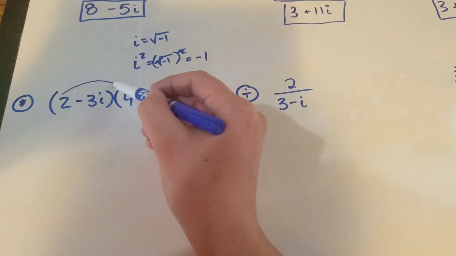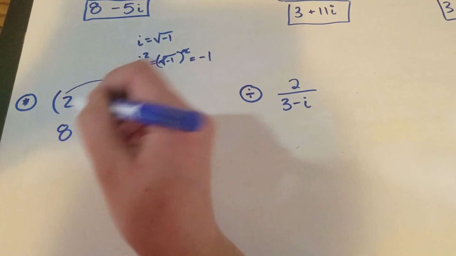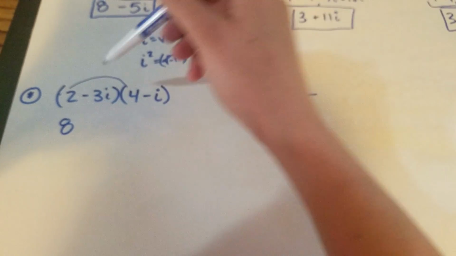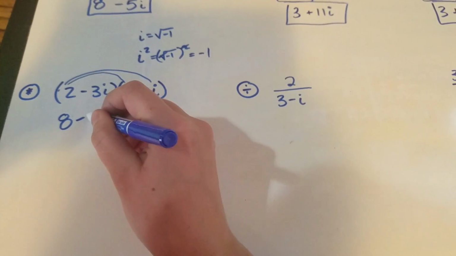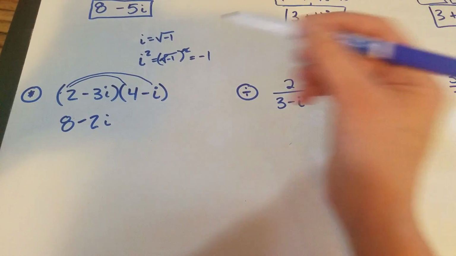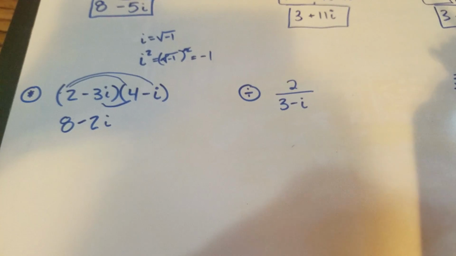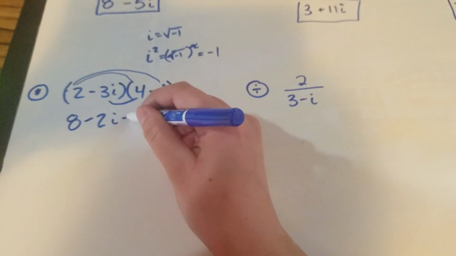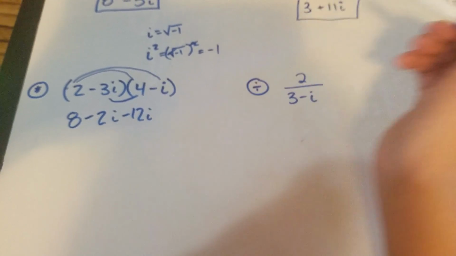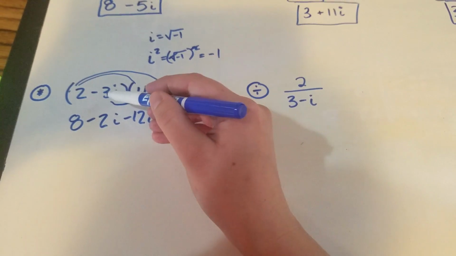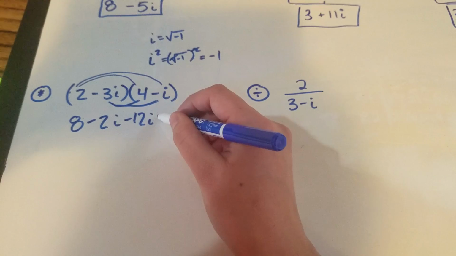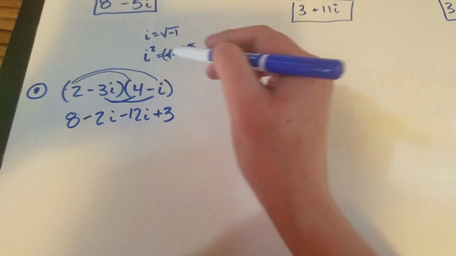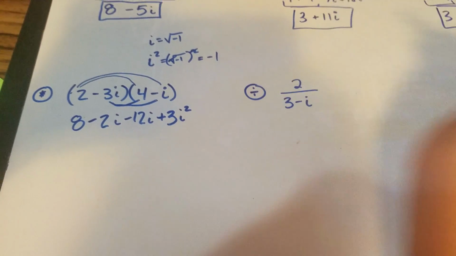So we're going to do 2 times 4, which gives us 8. 2 times negative i gives us negative 2i. Negative 3i times 4 is going to give us negative 12i. You're just multiplying your numbers. And then the last one, negative 3i and negative i make a positive 3, and then i times i is going to give us i squared.